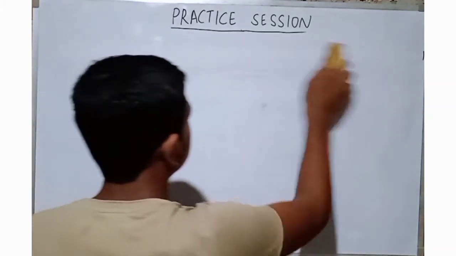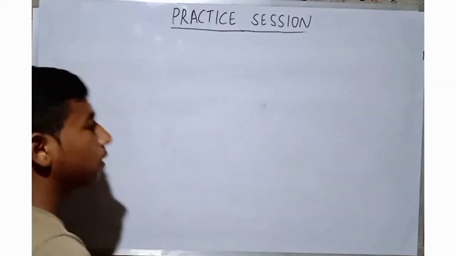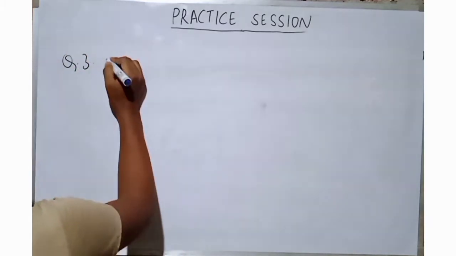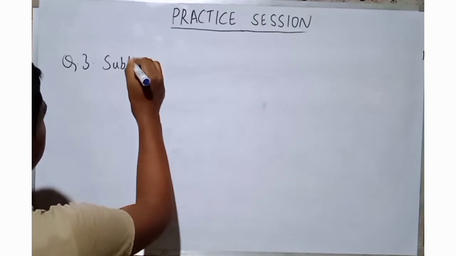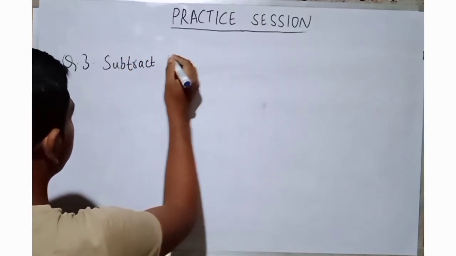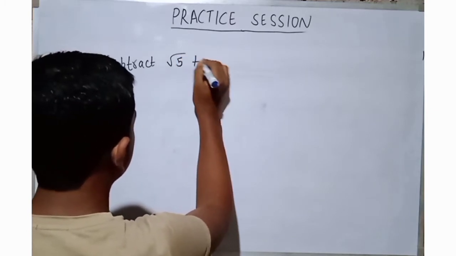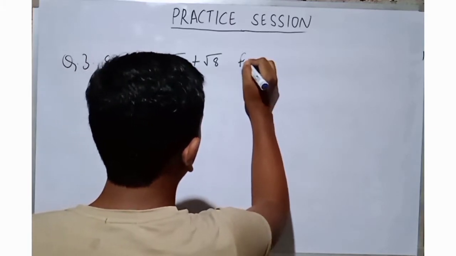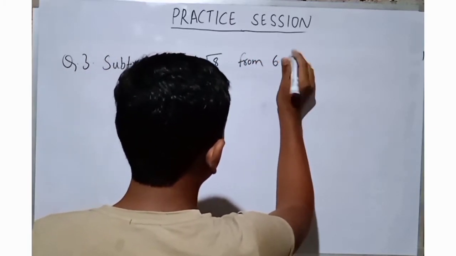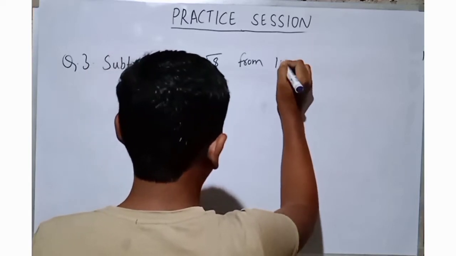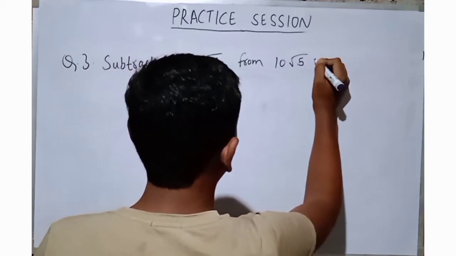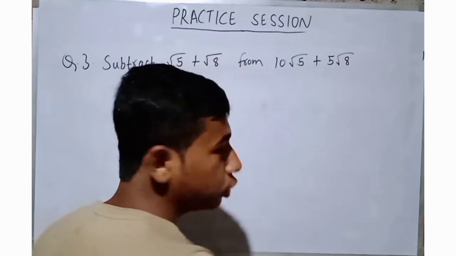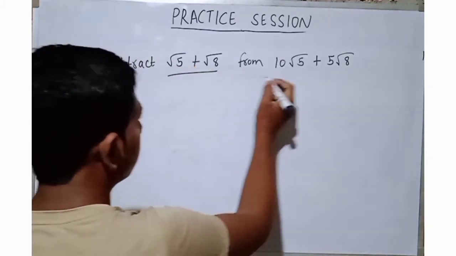Now the next question is question number 3. Subtract root 5 plus root 8 from 10 root 5 plus 5 root 8. You have to subtract this number from this number.